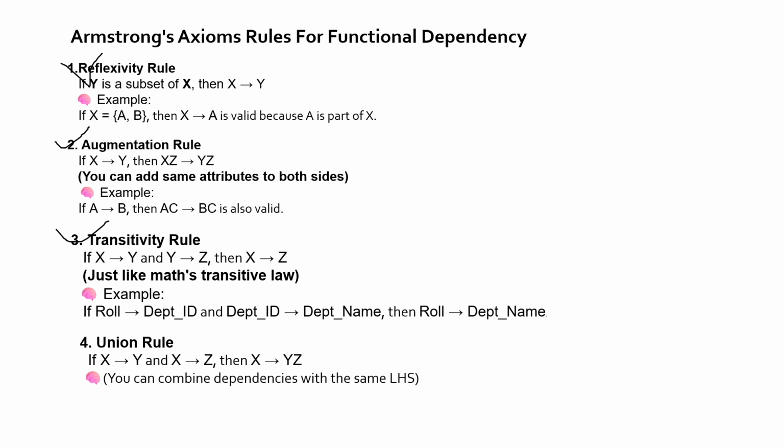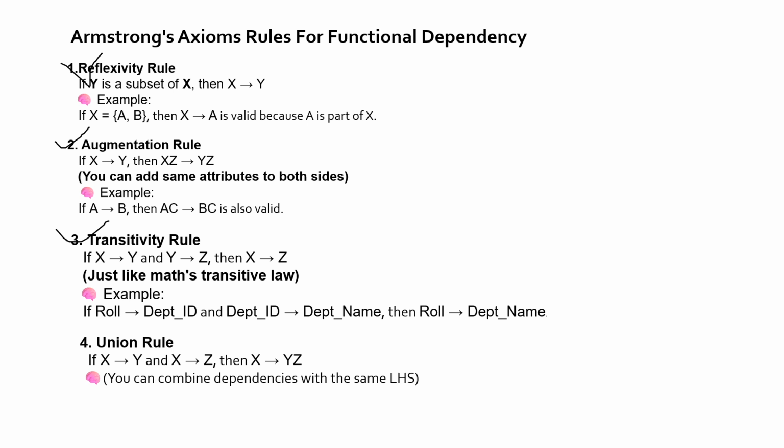In the transitive rule, let's say we have an example: Y is functionally dependent on X and Z is functionally dependent on Y. Then we can say that Z is also functionally dependent on X. Just like the mathematical transitive law. Okay. There are some other rules as well, like union.